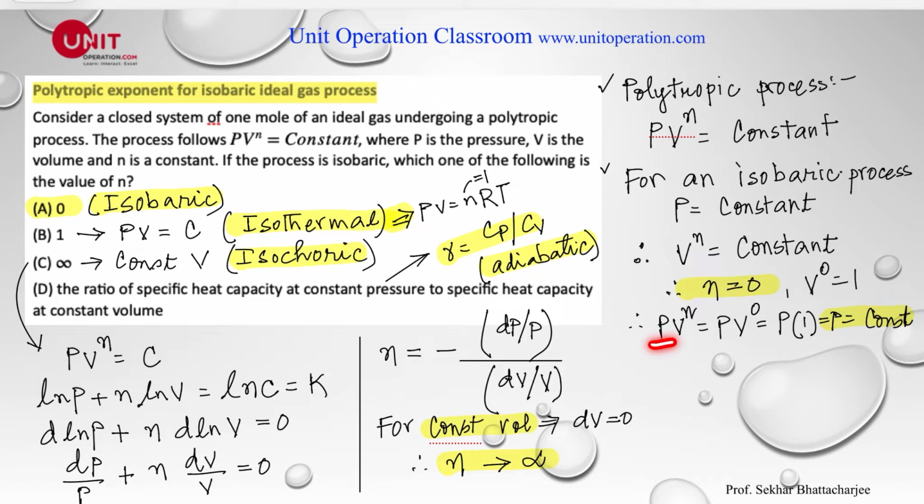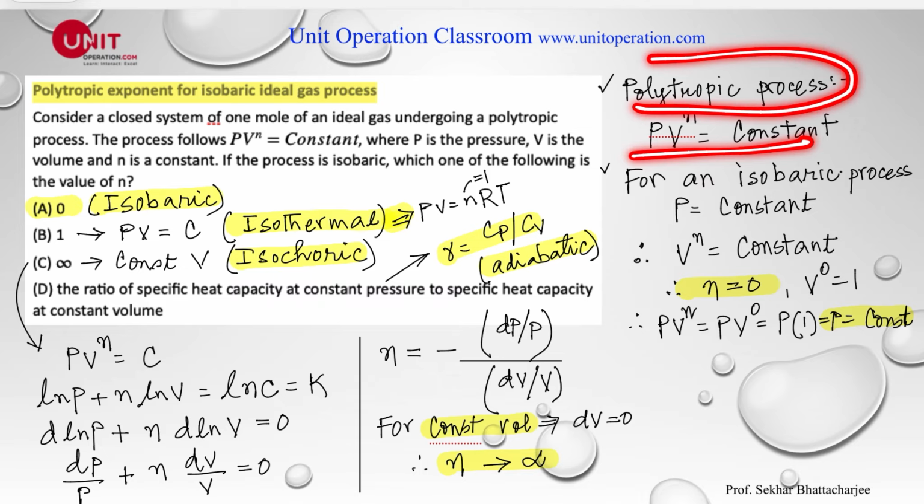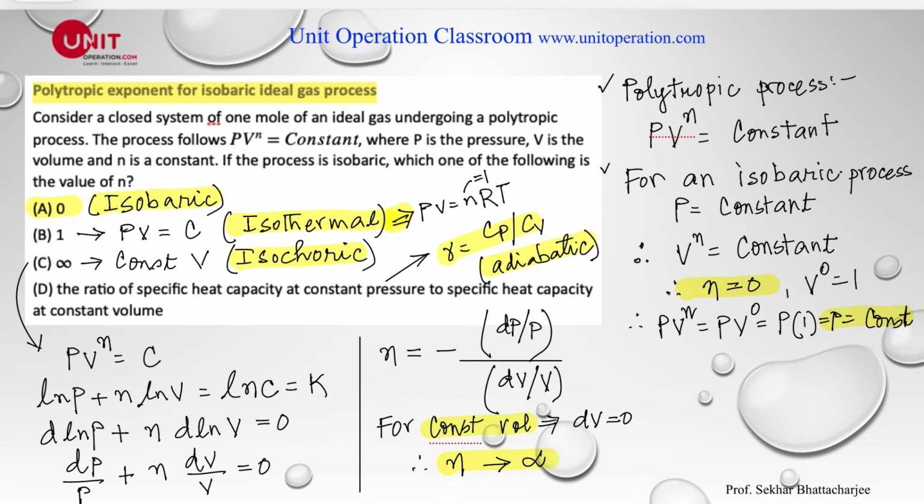So we can write PV raised to the power n is equal to P V raised to the power 0. Of course, P is equal to constant, right? We'll try to understand the polytropic process and its industry application a little later on. For an isobaric process where pressure is constant, we have to say that n is equal to 0. So for an isobaric process, the value of n is equal to 0. This is the correct option.